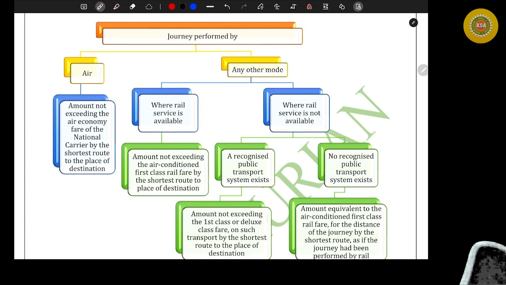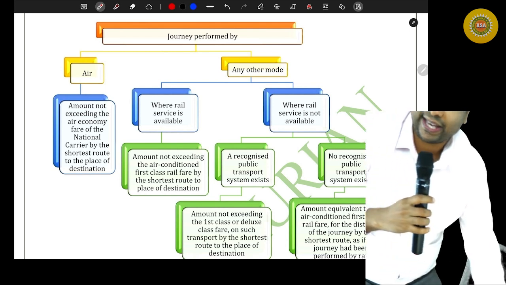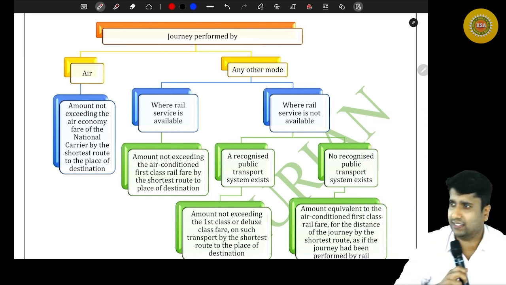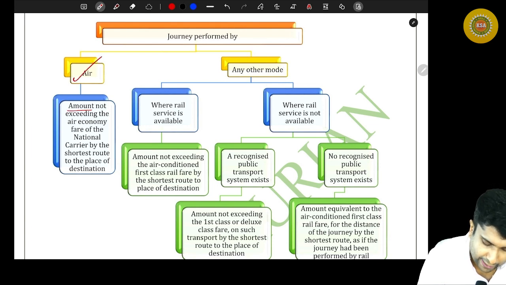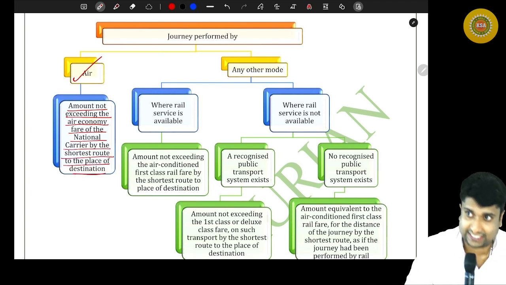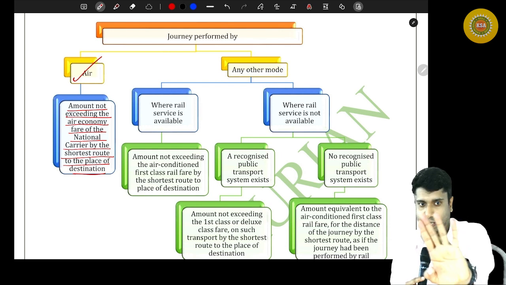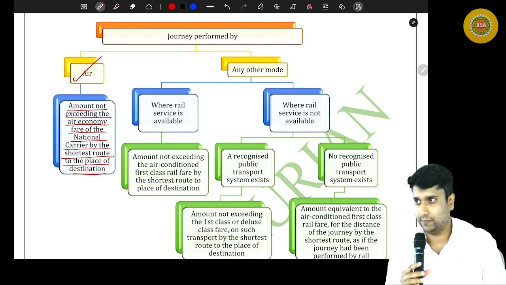So what is the first box in that? Journey performed by air. What do you mean by journey performed by air? You took a flight. Then how do you claim exemption? The amount not exceeding the air economy fare of the national carrier by the shortest route to the place of destination. What does that mean? Listen, two or three things.